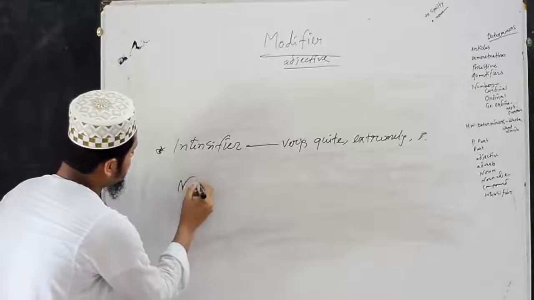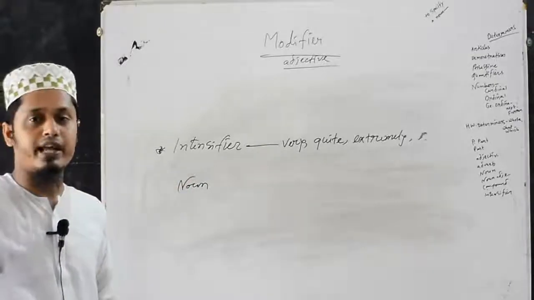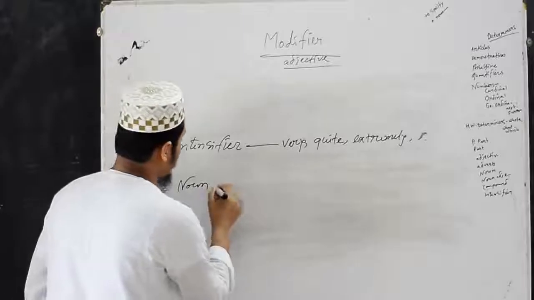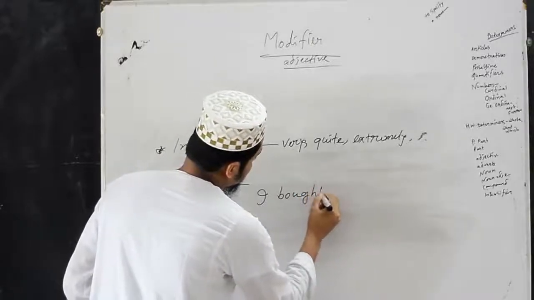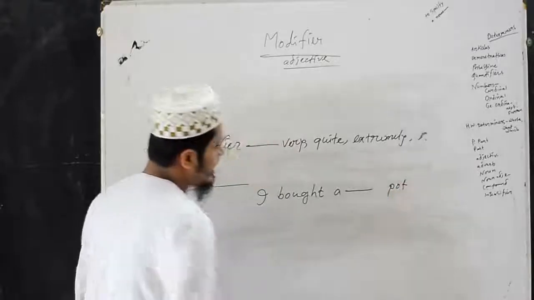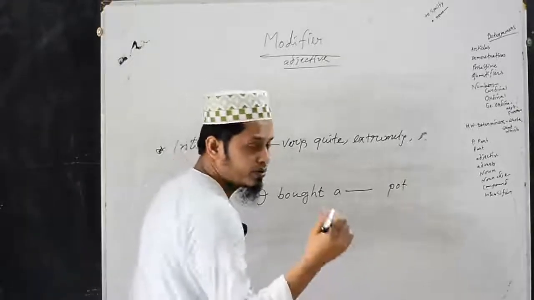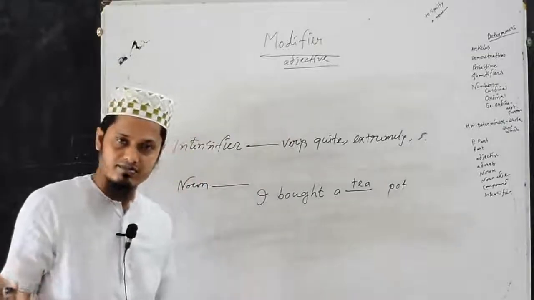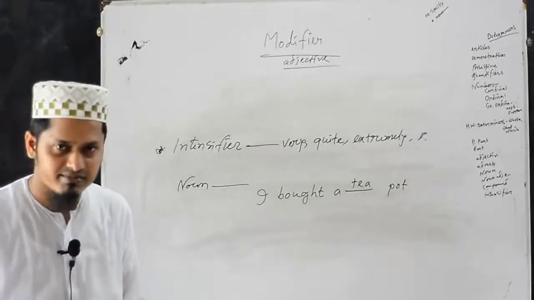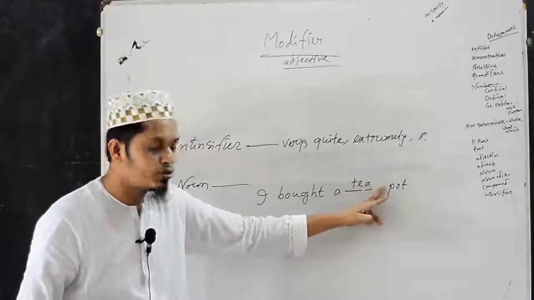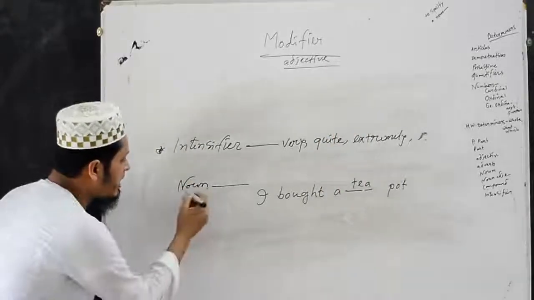And then, noun. A noun can also clarify another noun. I bought a dash pot. I bought a dash pot. What kind of pot? If I add here a noun, teapot. I saw a dash match: football match, cricket match. So a noun also can be used as a premodifier. A noun also can modify another noun.